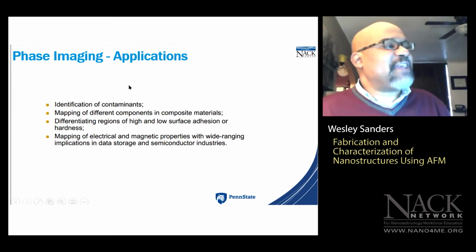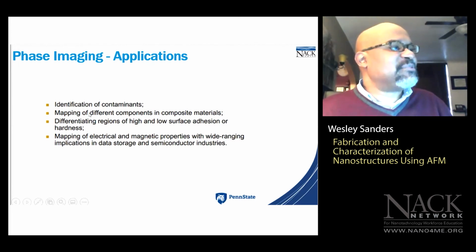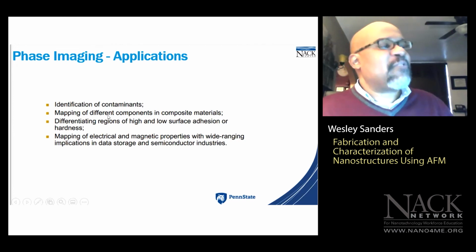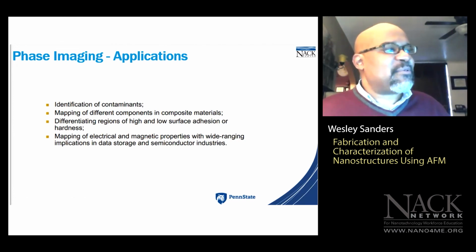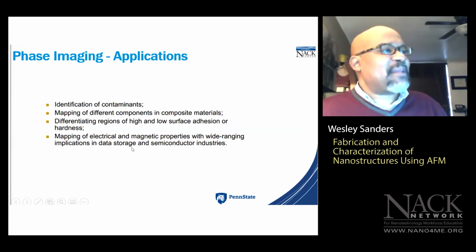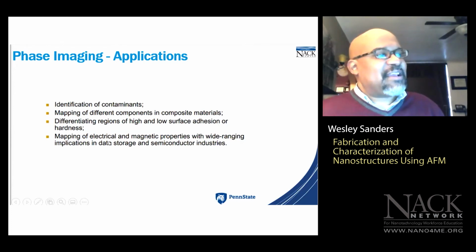So here are some other applications involving phase imaging. We can use it to identify contaminants on the sample surface. We can create a compositional map of a sample containing more than one constituent, and that's what we've done here. You can discern between regions of high and low surface adhesion or high and low hardness. And you can also map electrical and magnetic properties using this technique. That has implications when you're trying to design hard disks for data storage devices and other semiconductor products.